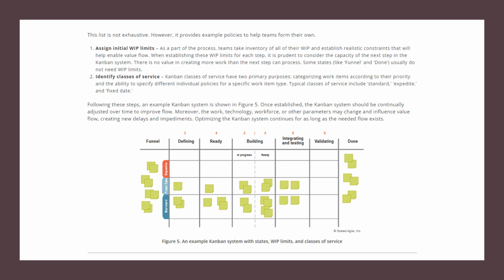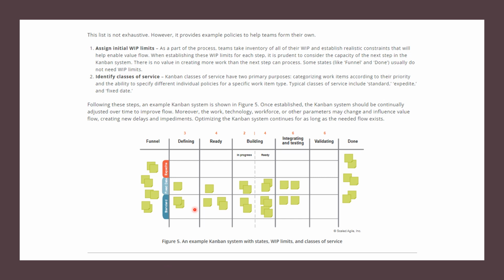Two more important things while you are establishing a Kanban system are assigning initial WIP limits and identifying a class of service. Assigning initial WIP limits, right? As part of the process, teams take inventory of all their WIP and establish realistic constraints that will help enable value flow. When establishing these WIP limits for each step, it is prudent to consider the capacity of the next step in the Kanban system. There is no value in creating more work than the next step can process, right? Some states like funnel and done usually do not need WIP limits.